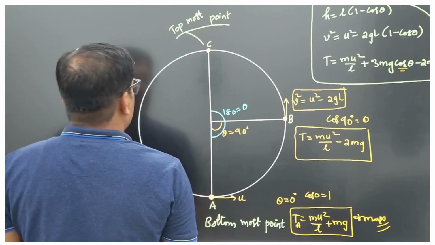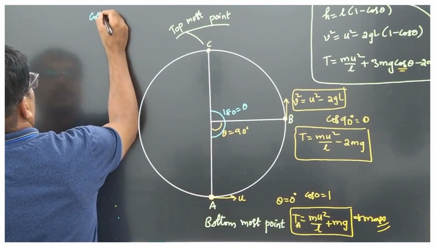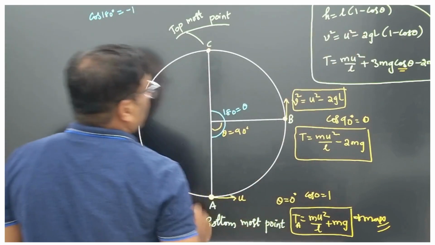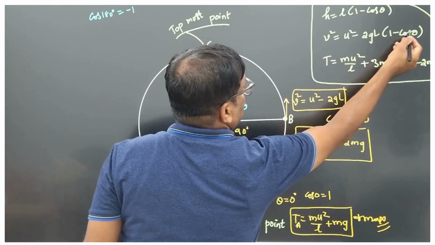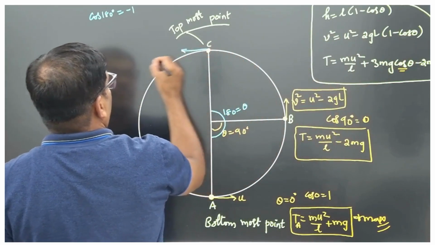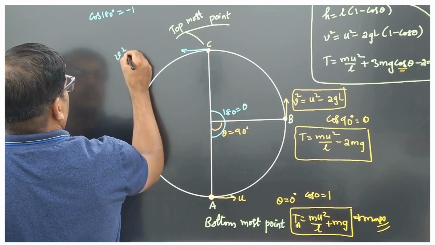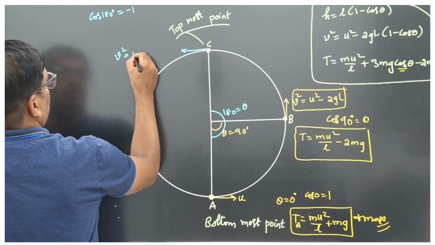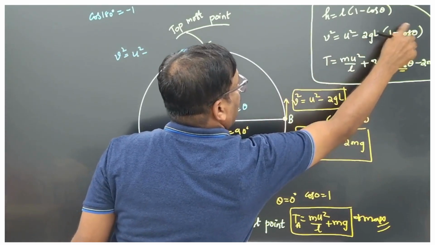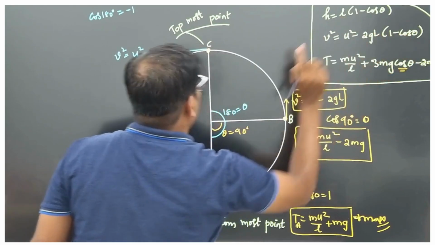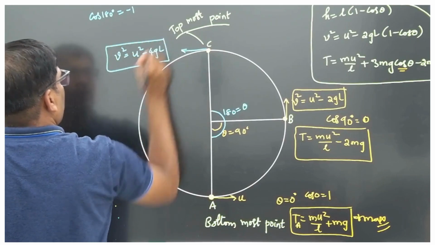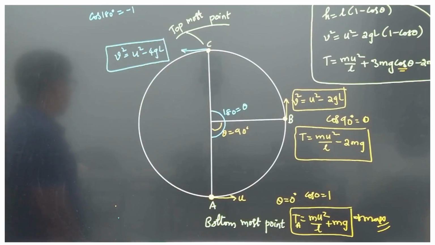So cos 180 is how much now? Cos 180 is equal to minus 1. Substitute here now. At this point, the velocity V square is equal to U square minus 2GL of (1 minus or minus, which means plus). Therefore, 2 into 2, that is nothing but 4GL. This will be the velocity at the topmost point.